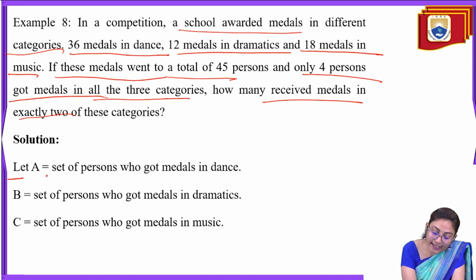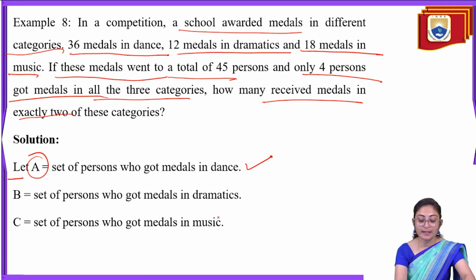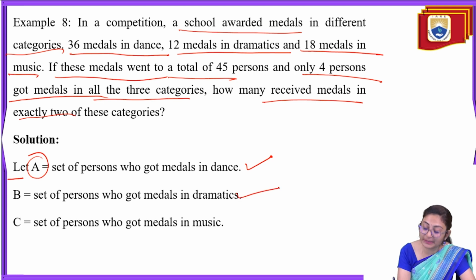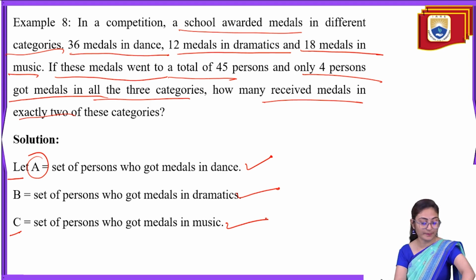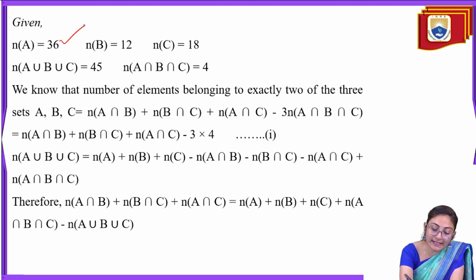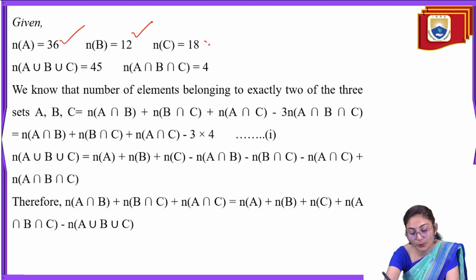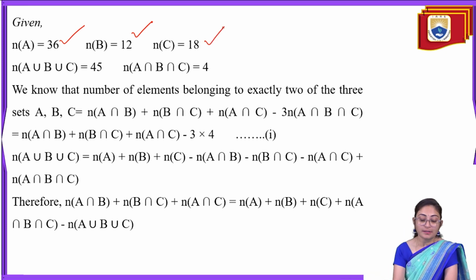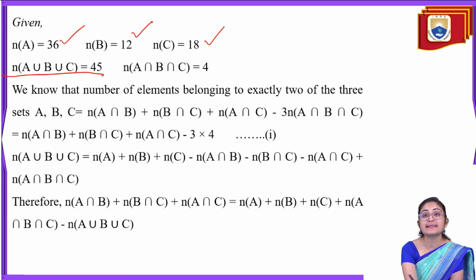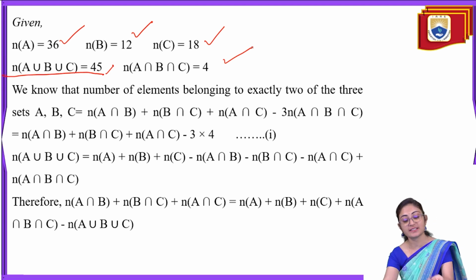Now let us consider A to be the set of persons who got medals in dance, B the set of persons who got medals in dramatics, and C the set of persons who got medals in music. Now given is that N of A is equal to 36, N of B is equal to 12, N of C is equal to 18. Now N of A union B union C is 45, and N of A intersection B intersection C is 4.